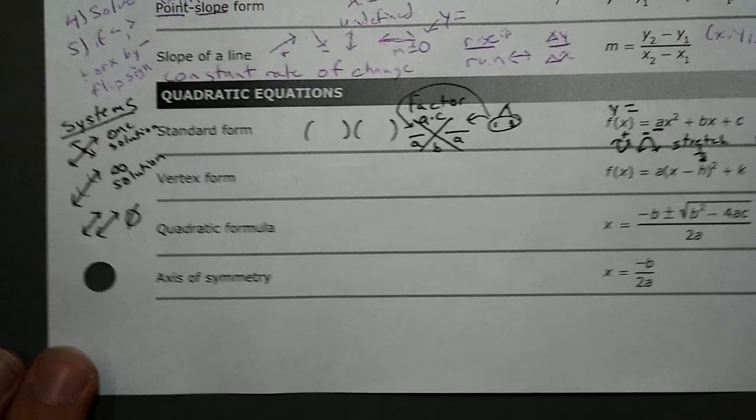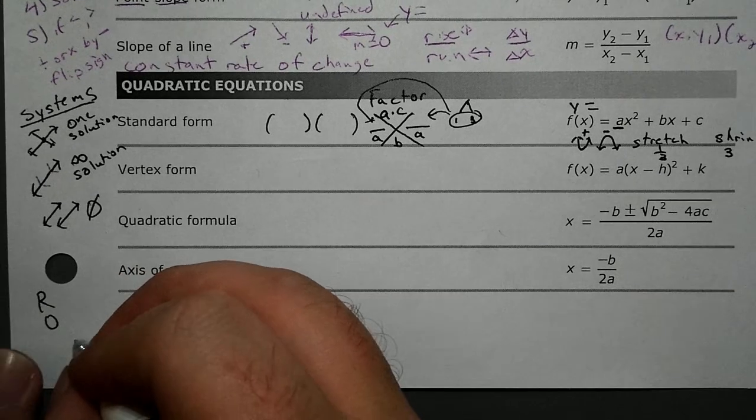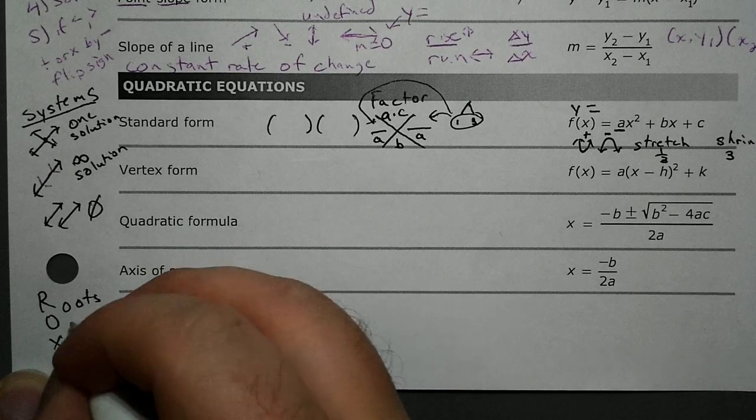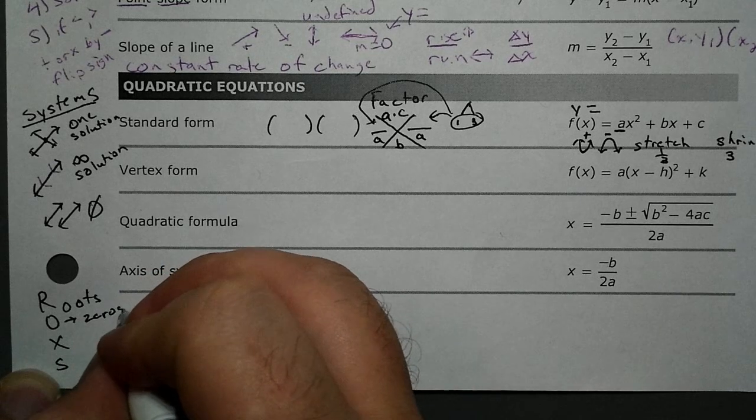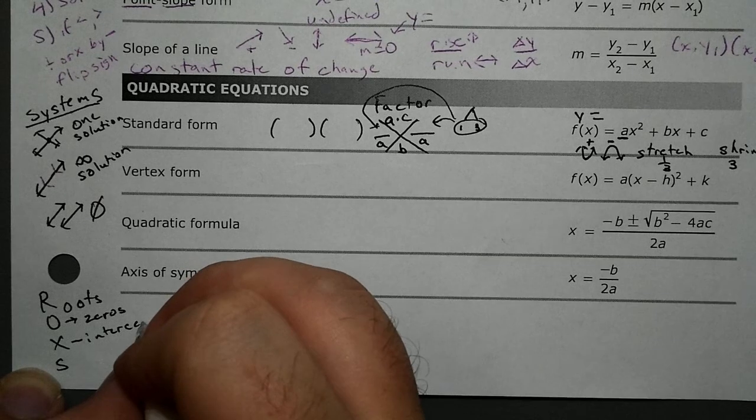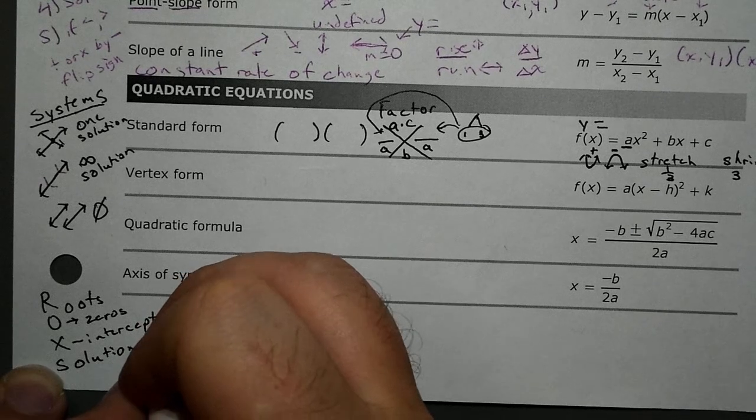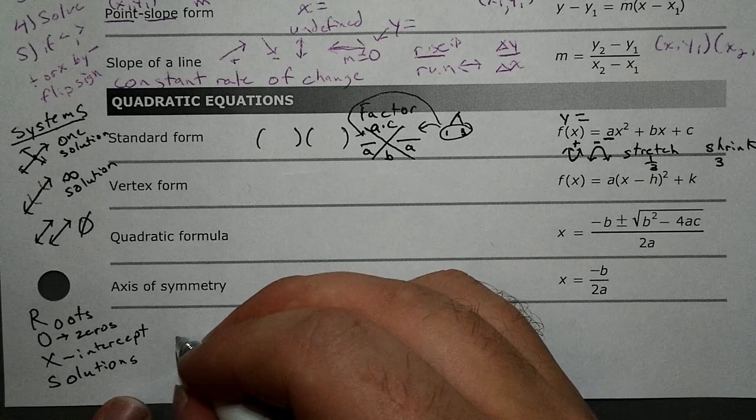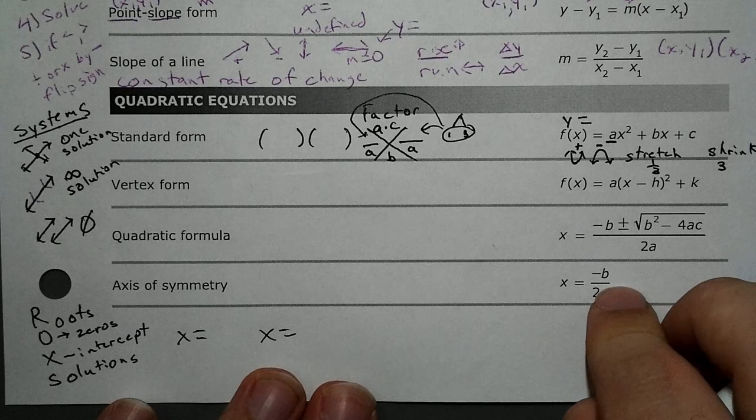If they ask you to solve a quadratic, remember the term roots. Roots mean solves. If they ask for the zeros, that means solves. If it asks for the x-intercept, that means solve. Or sometimes they just say find the solutions, which also means to solve it. Your solutions are always going to be x equals and x equals. They're always just going to be a single term.